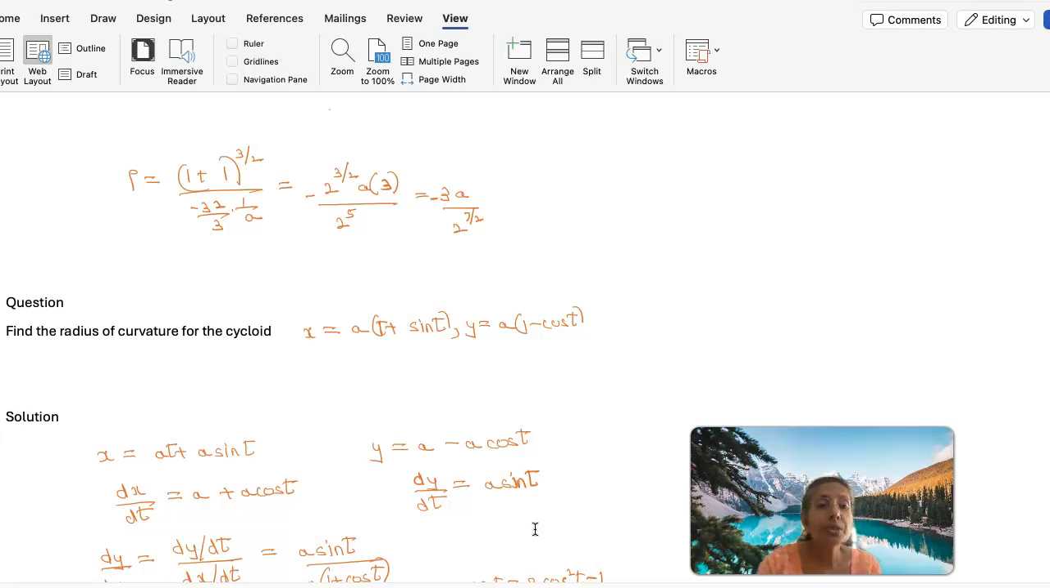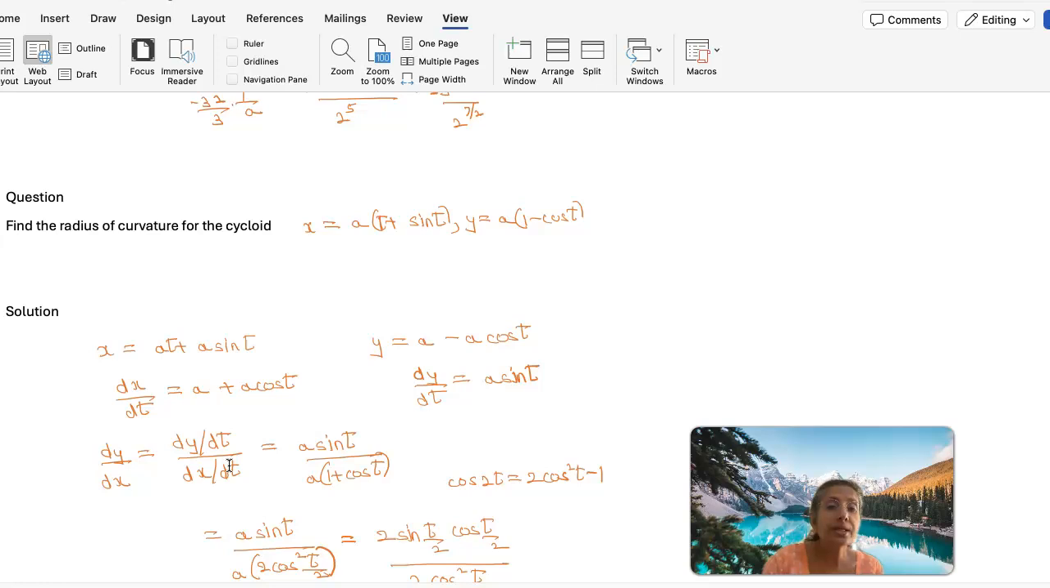Okay, we'll do one more question using the parametric form. Find the radius of curvature for the cycloid x equal to a into (t plus sine t), y equal to a into (1 minus cos t). So x equal to at plus a sine t, dx by dt will be a plus a cos t. Y is a minus a cos t, so dy by dt will be a sin t. Derivative of cos t is minus sin t. So as you have learned for parametric form, dy by dx is dy by dt by dx by dt. So you get a sin t by a into (1 plus cos t).